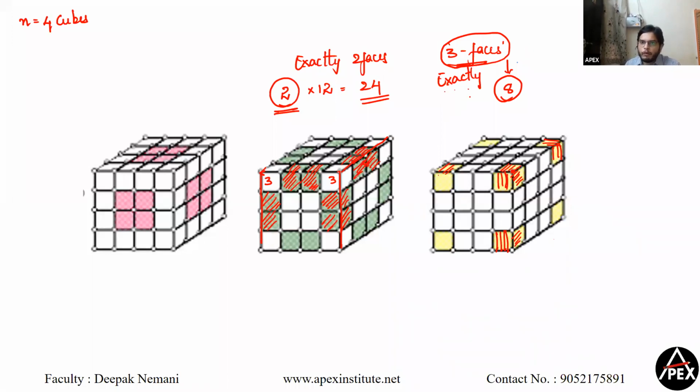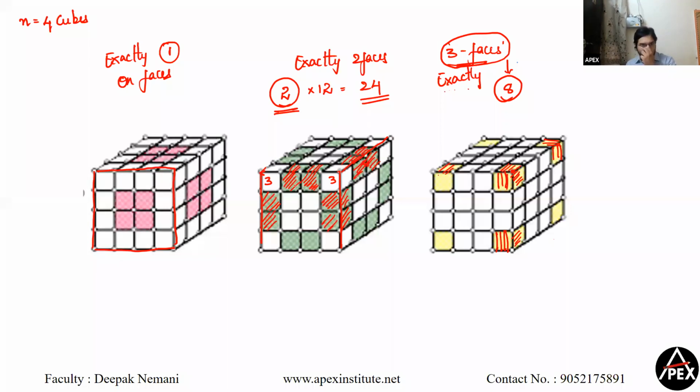Now one more question. Where will we have cubes with exactly one face painted? Not in the middle, but on the surface, on faces. You will be having exactly one face painted on faces. Now let us consider this front face of this cube.